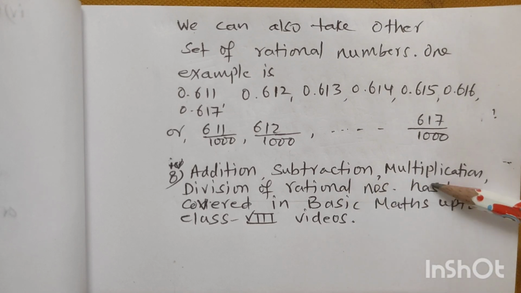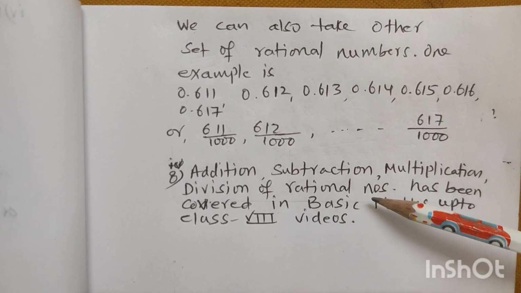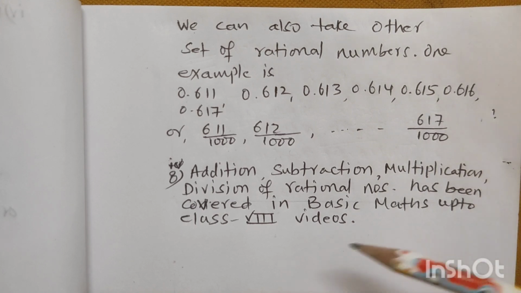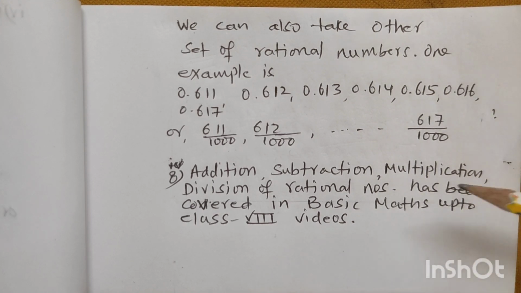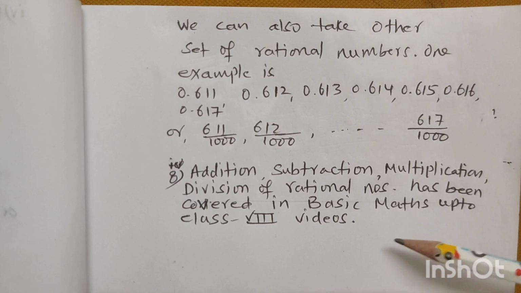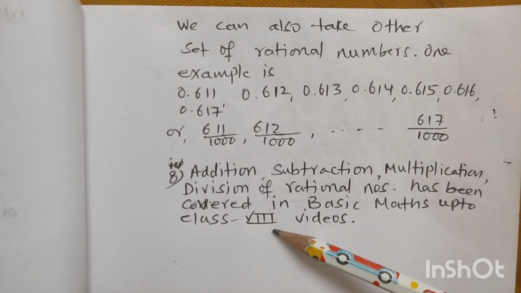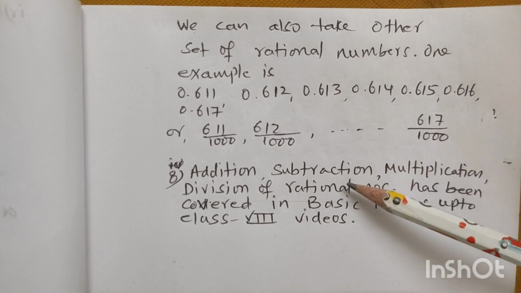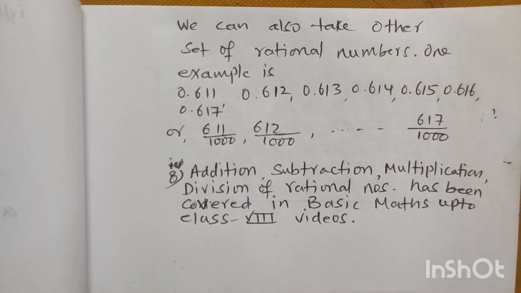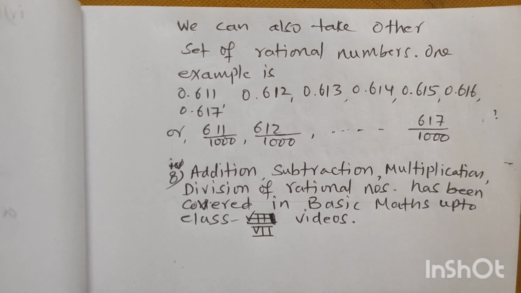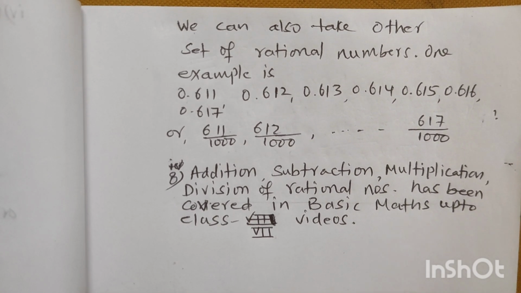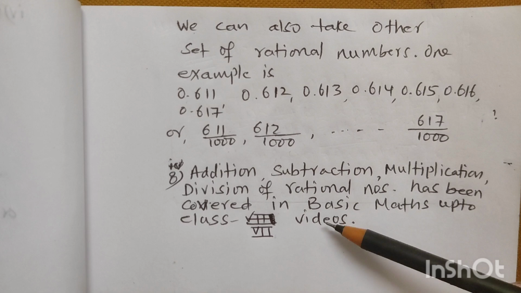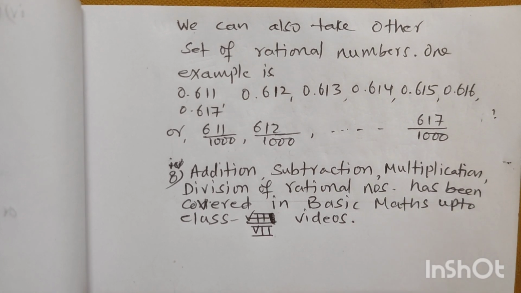Addition, subtraction, multiplication, division of rational numbers have been covered in basic maths up to class 7. If you see the playlist of videos up to class 7, then you can see all addition, subtraction, multiplication and division. There was a slight mistake here. Up to class 7 videos, please note.